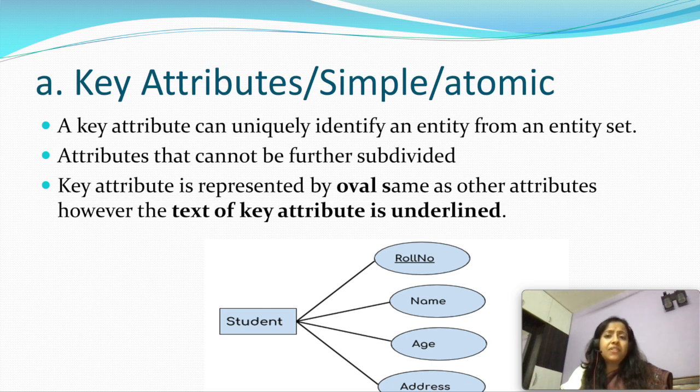First, we come to key attributes or simple or atomic attributes. Key attribute can uniquely identify an entity from any entity set. For example, we have roll number of a student. Roll number can uniquely identify any student from the entity set. Attributes cannot be further subdivided, normally. Exceptions are there though. Key attribute is represented by oval, same as other attributes. However, the text of the key attribute is underlined, as you can see in this diagram.